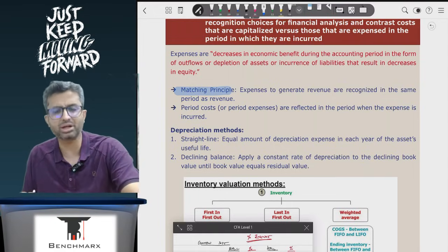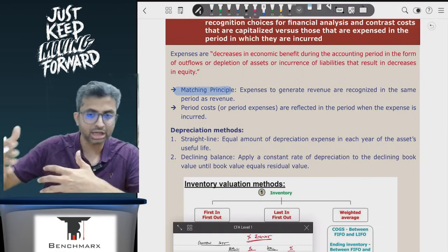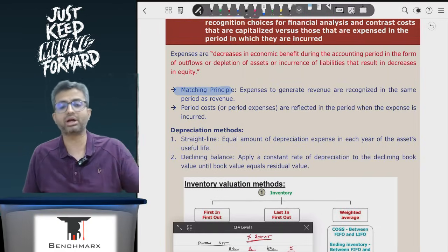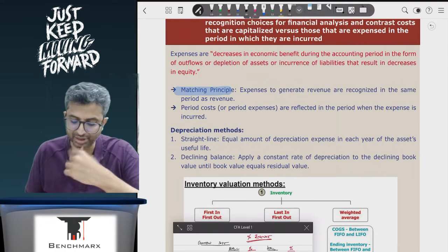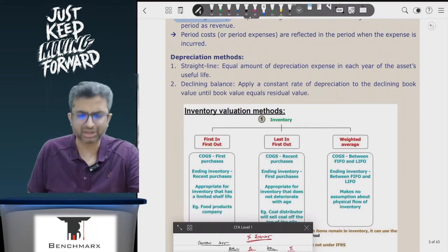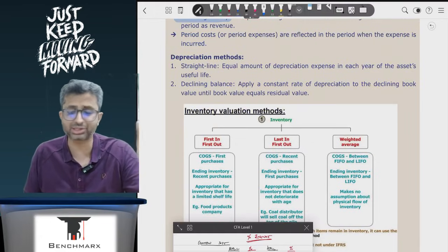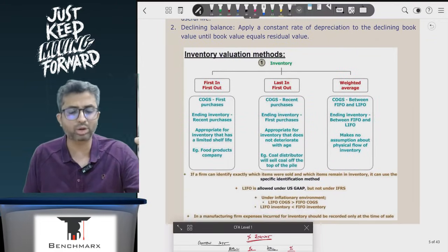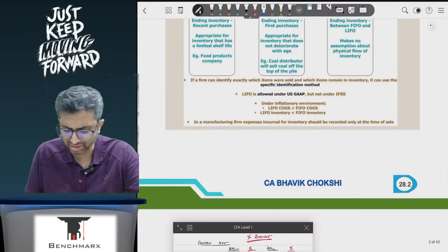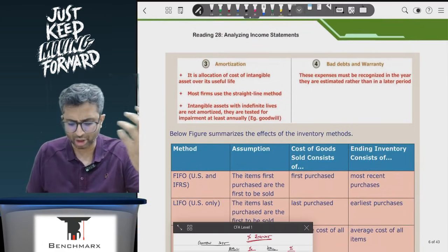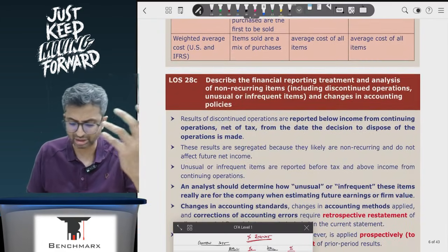But period costs will be recorded as and when, like depreciation, for example, you'll be recording it as and when the period passes. There are various methods of depreciation: straight line, declining balance method, etc. Now, for inventory valuation, there's a lot of literature, but as I said, we'll keep it to be discussed along with the inventory chapter rather than pushing it right now.